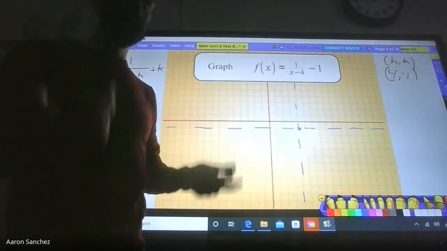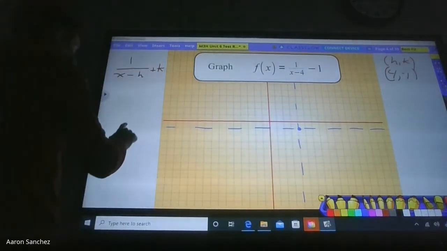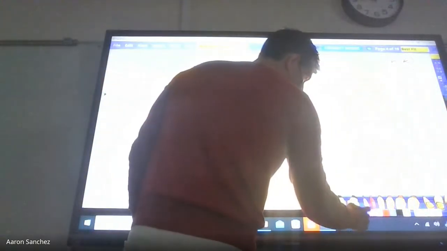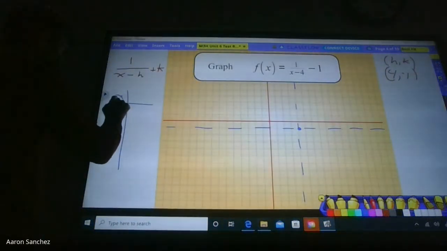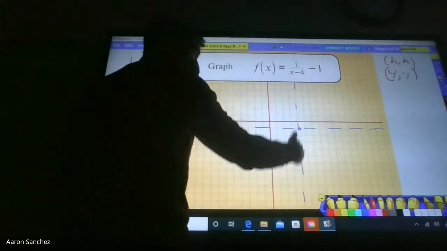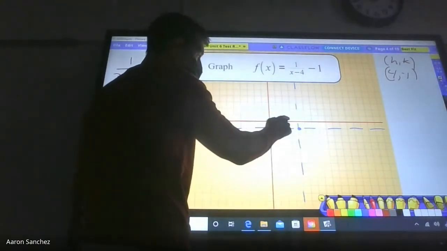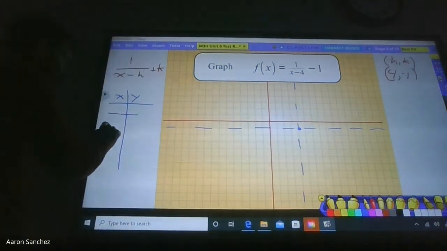Now, what Omari was asking is, how do I know what to put in the table? So you just go like this, x, y. You start, here's your middle. What is this? 1, 2, 3, 4. Positive 4. So let's go like this.